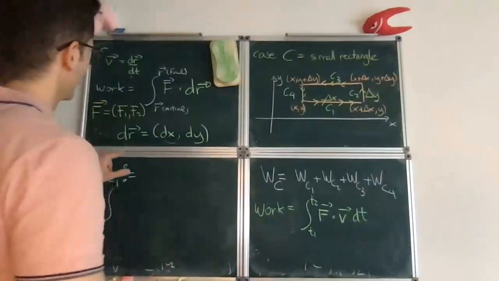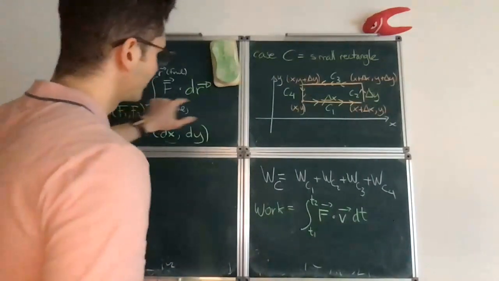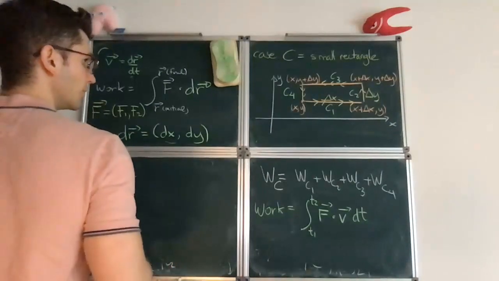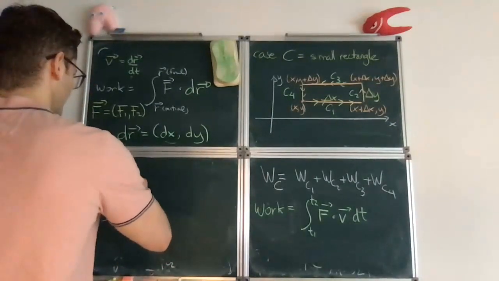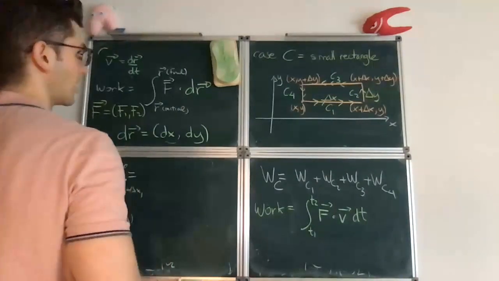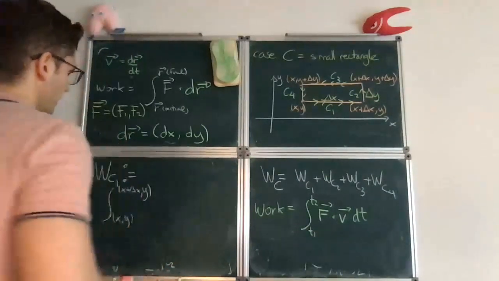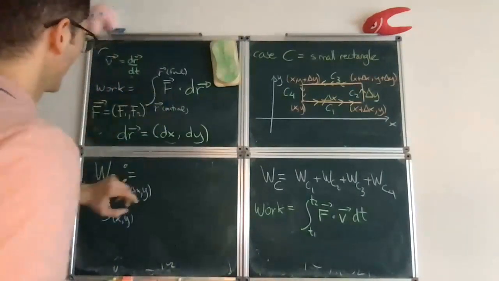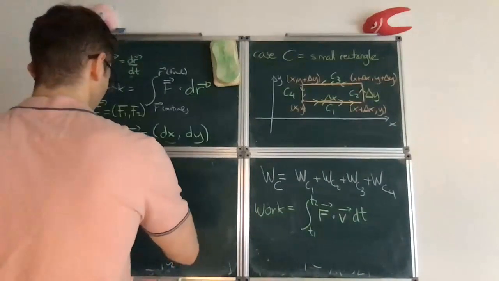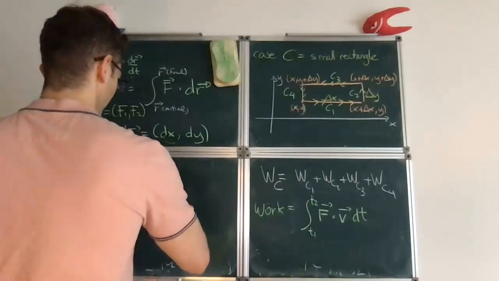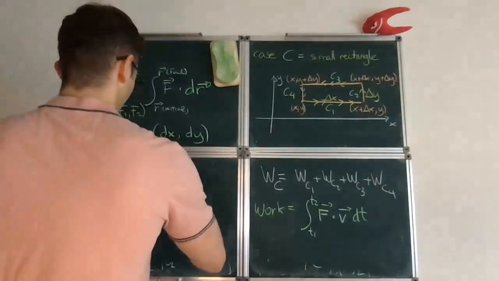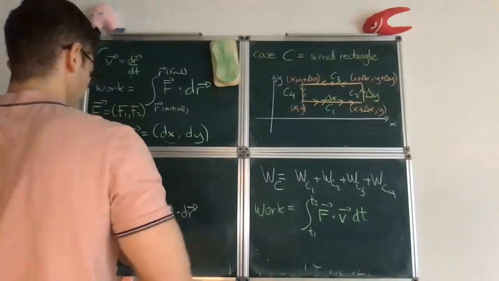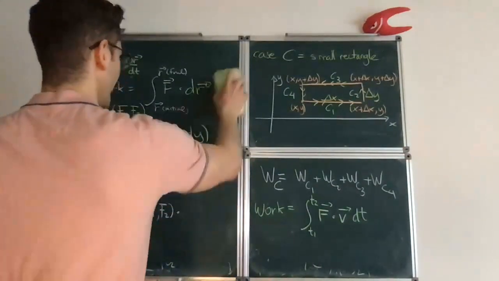So the work would be the integral from the initial position, which is (x, y), to the final position, which is (x plus delta x, y), of F dot dr. So (F1, F2) dot dr, which is (dx, dy).